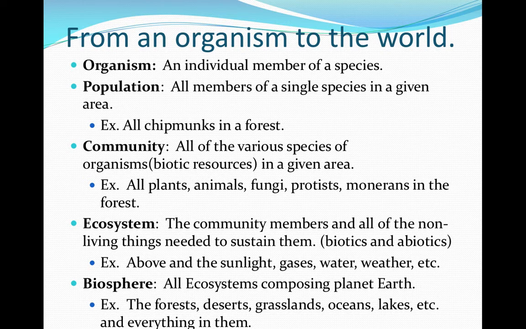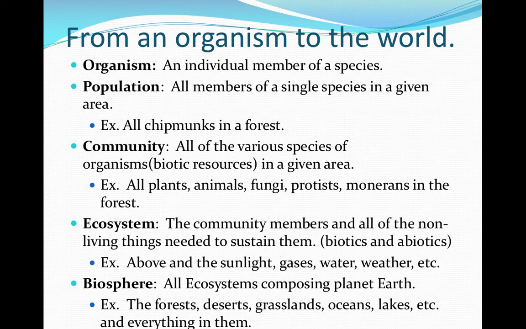All right, so what makes a population different from a community is a population focuses on one species, one specific type of living thing, and a community includes all of the living things. So you can see that the community is bigger than the population. If we go bigger than a community, we talk about the ecosystem.